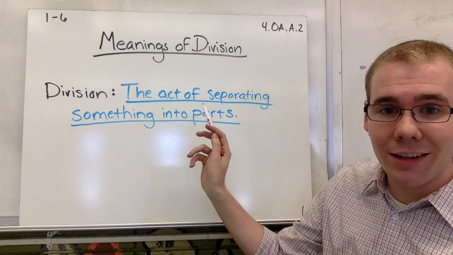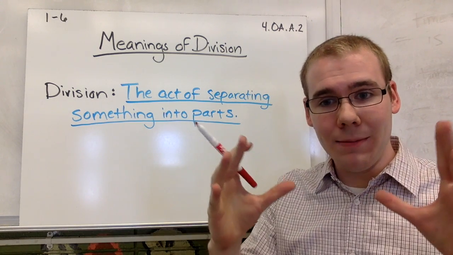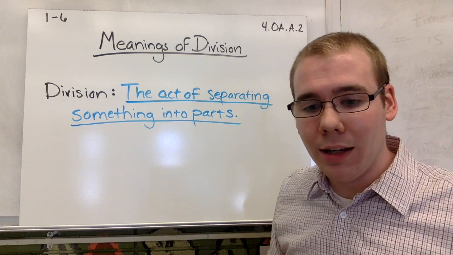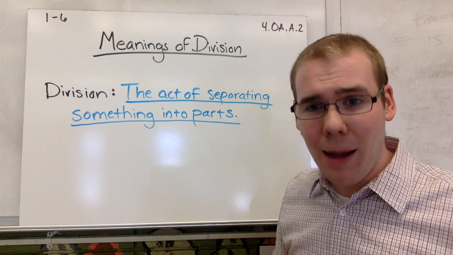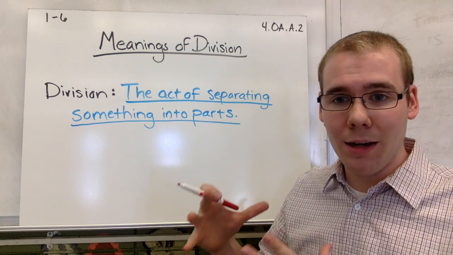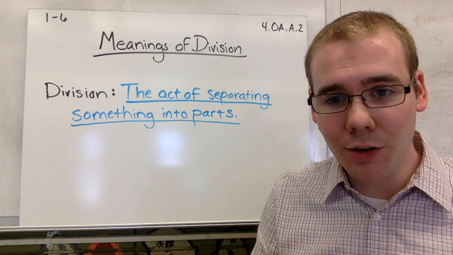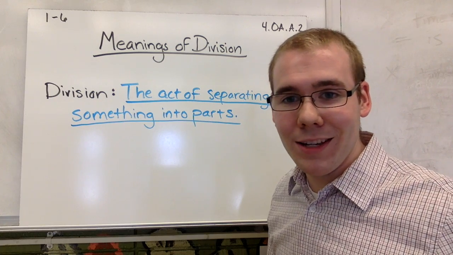Division is the act of separating something into parts. So we're going to take something big and we're going to make it little. And it's basically the opposite of multiplication. So multiplication, you take little parts, you multiply them, and make it a big number. This time we're taking a big number and we're making it into smaller parts. So hopefully this won't be too difficult.